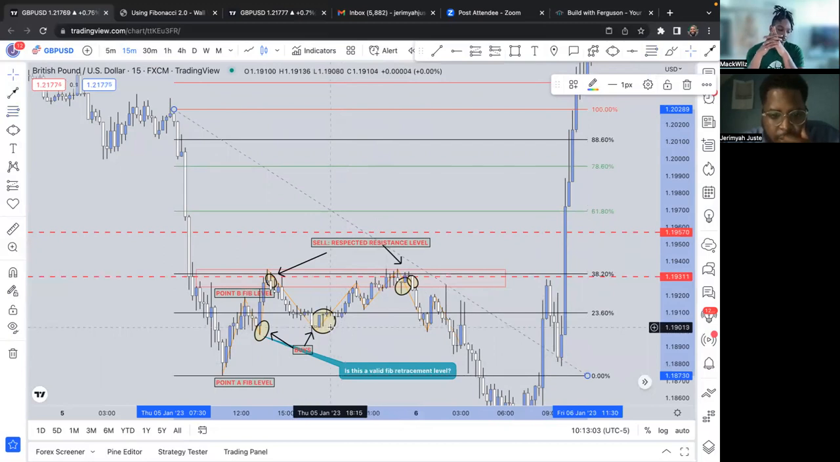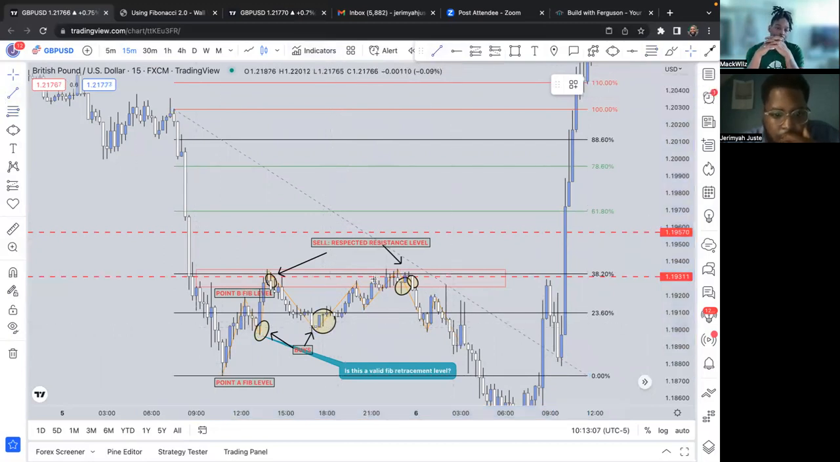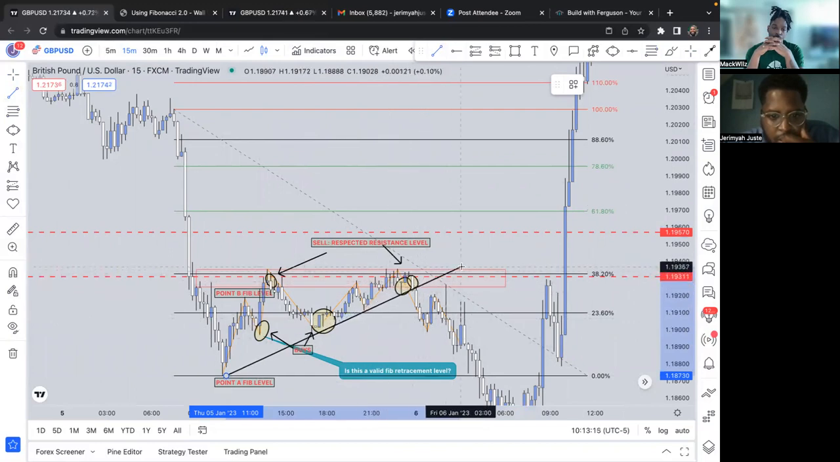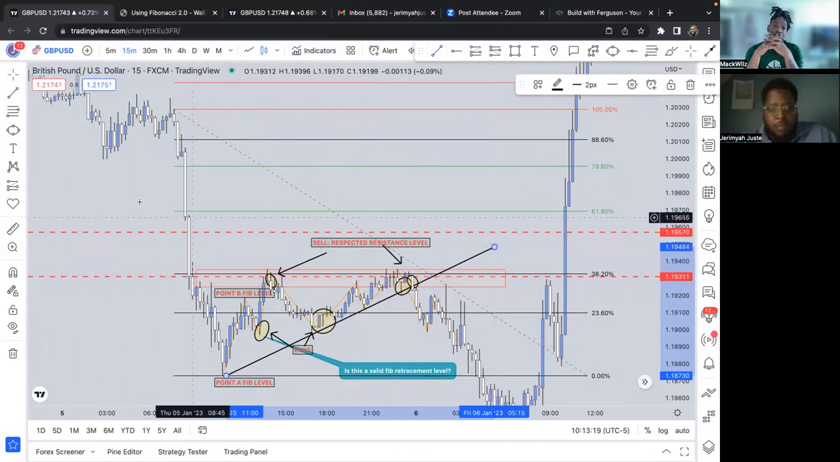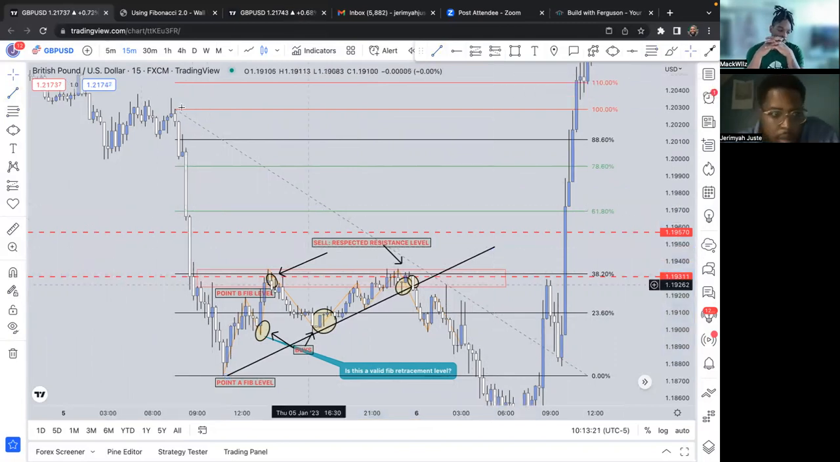So you would have grabbed the trend line and put it where point A is, right there off that wick, and extended it into the future. Then go down to M5.